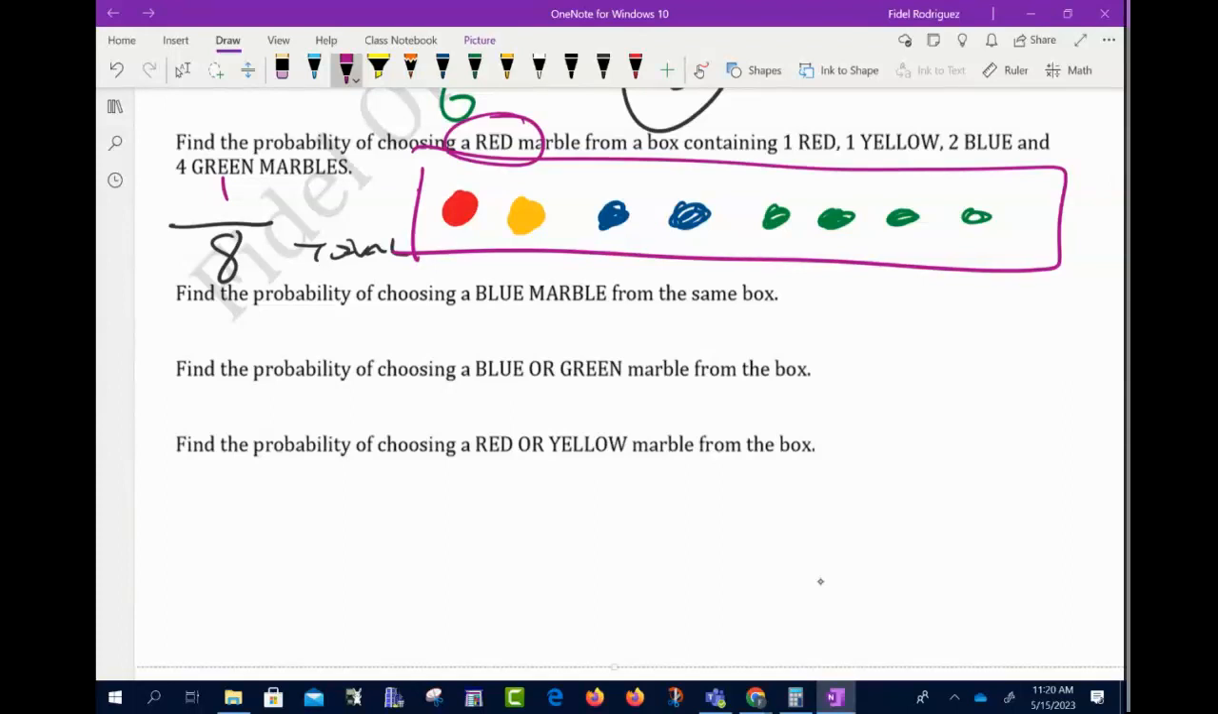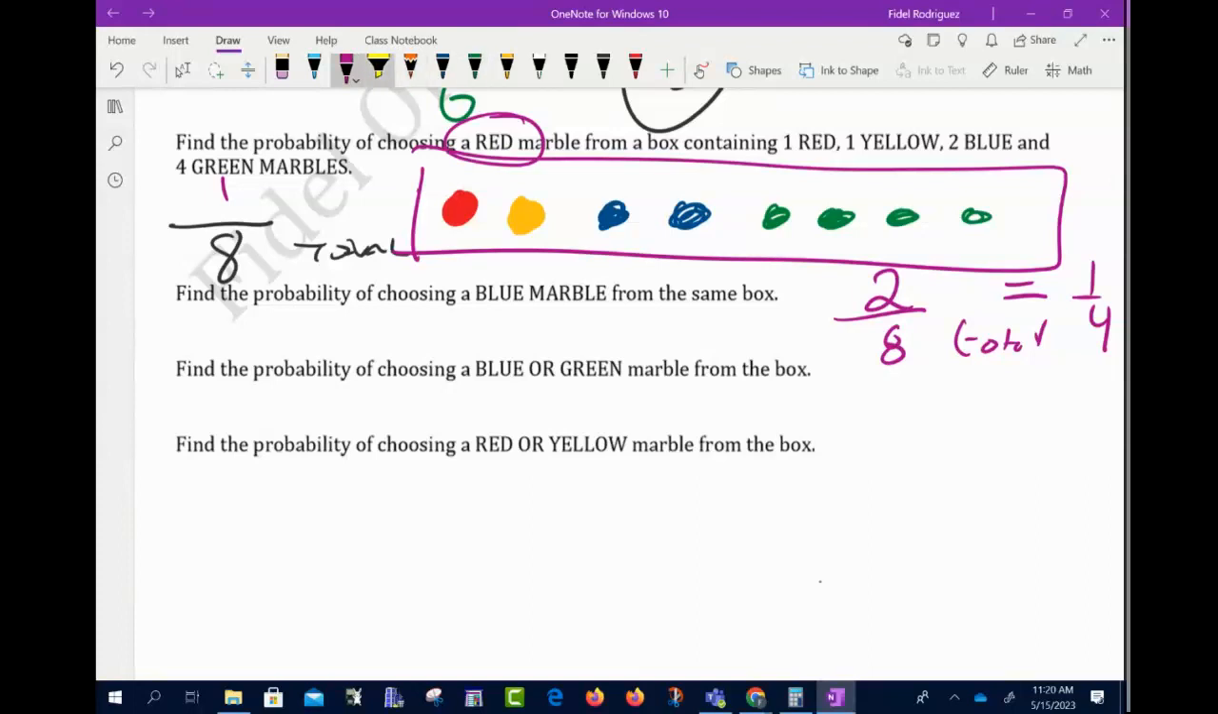Okay, we're going to do the same thing. Find the probability of choosing a blue marble from the same box. Y'all agree the total was still 8, right? Okay, how many are blue? Two. Can I reduce that fraction, y'all? 1/4? Perfect.